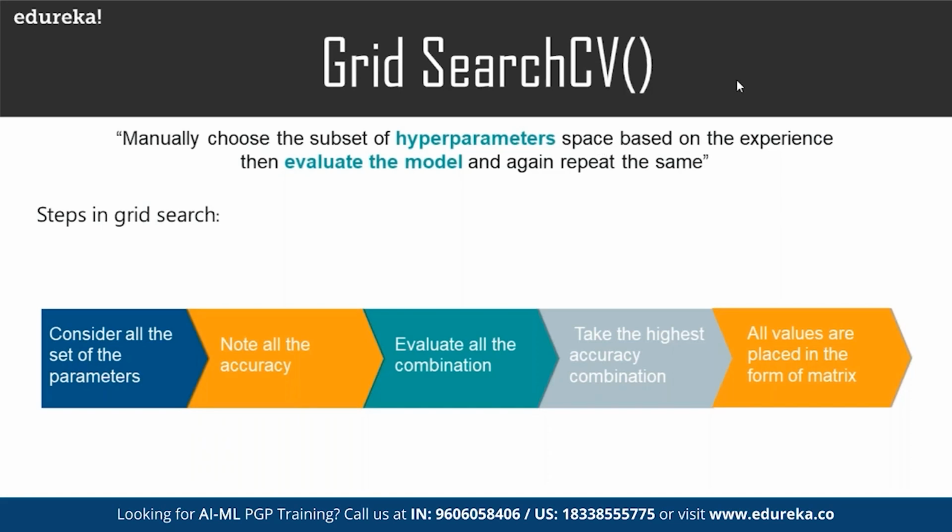These combinations we usually call bagging and boosting, the ensembling methods that we see in the slides. In the end, we get the values placed in the form of matrices. That is why we call it grid search. We go on to search grid-wise.